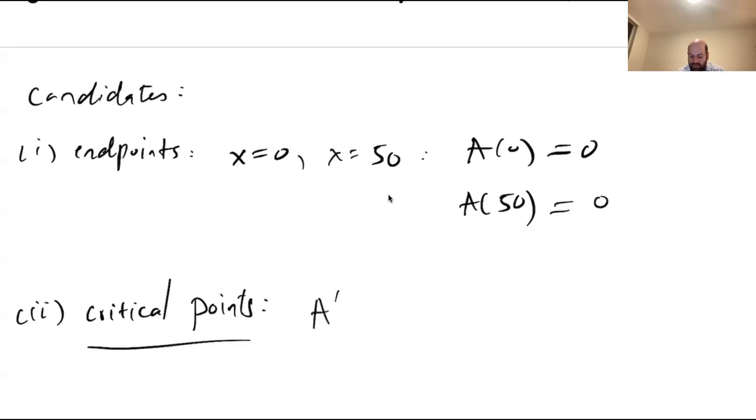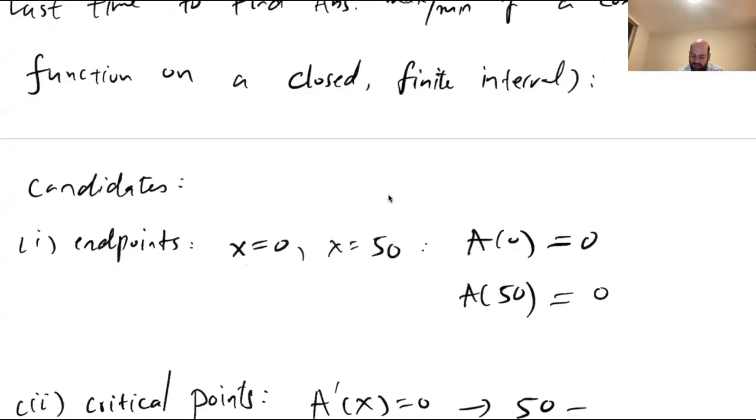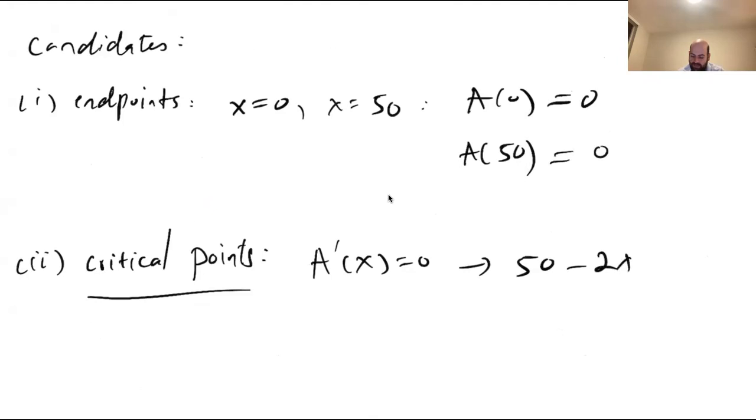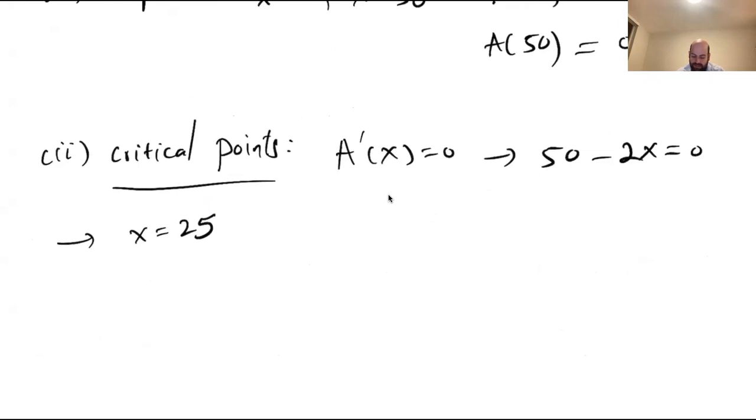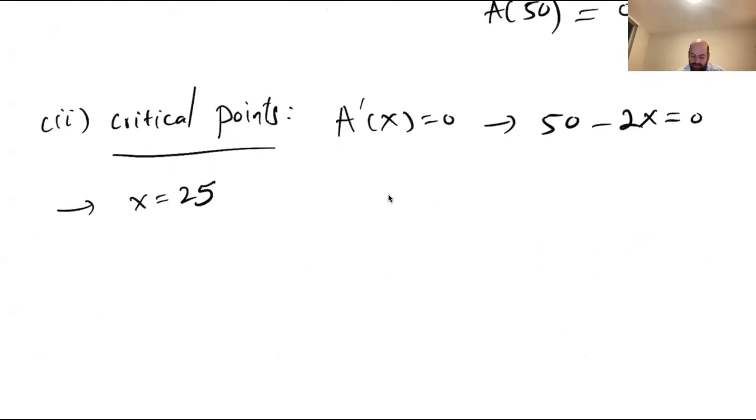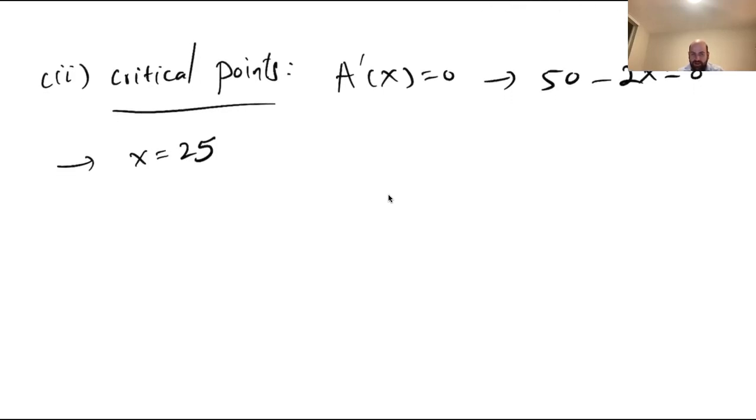Critical points, that means I have to differentiate my function A of x. And then that will be 50 minus 2x equals 0. That gives me x equals 25. And then I can basically compare the outputs, right?